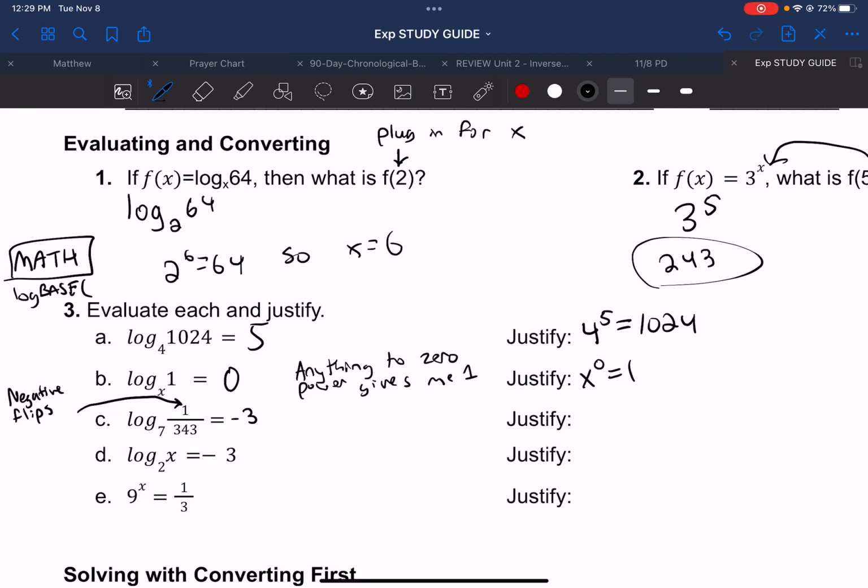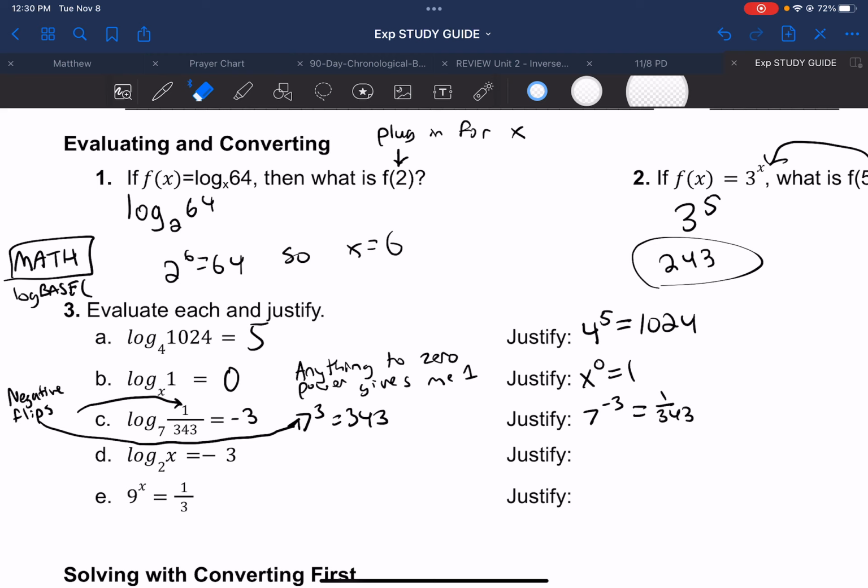So 7 to the 3rd power gives me 343. I know that. And then I just add the negative in there to flip it. So, once again, 7 to the negative third power equals 1 over 343. That's my justification, okay? So for the second one, let's look at what this is asking.